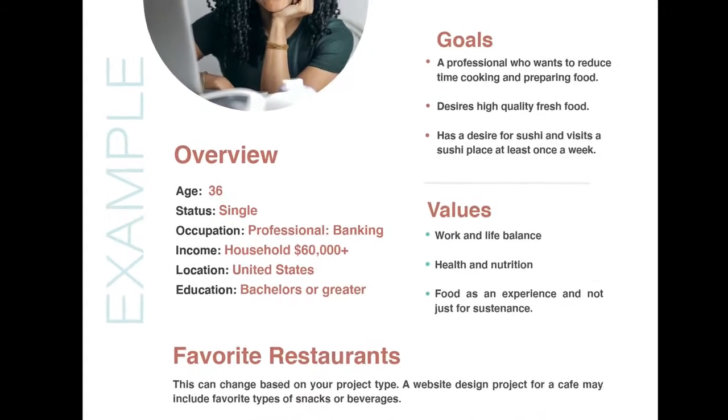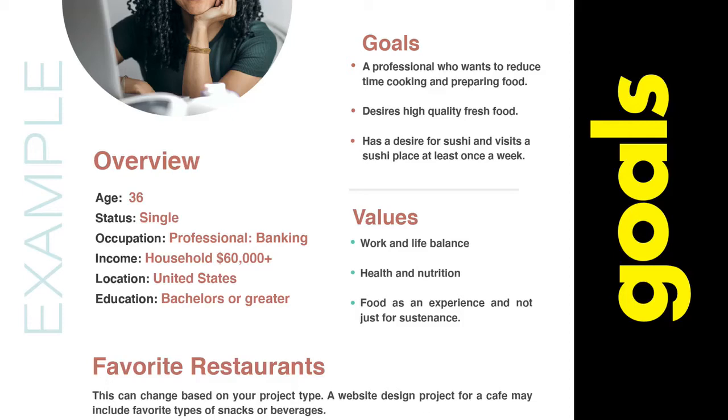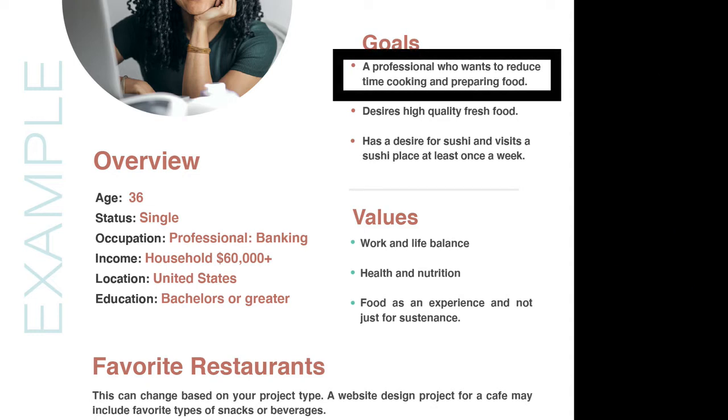So another thing I like to do is talk about their goals in life. What are their goals? This is when it gets a little bit more creative, where you're writing a story for her. She's more than just facts. She's more than just statistics. There is a real person who has goals, insights, and passions in her life. And this is where we want to write and craft that story. So for goals, just an idea is a professional who wants to reduce time cooking and preparing food.